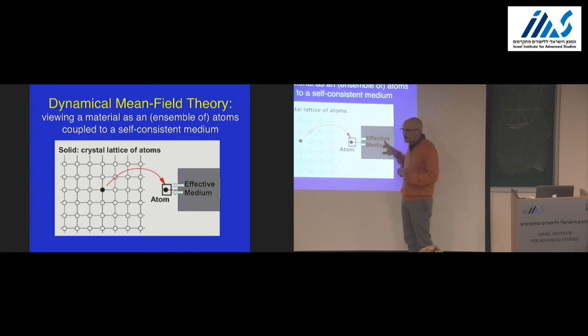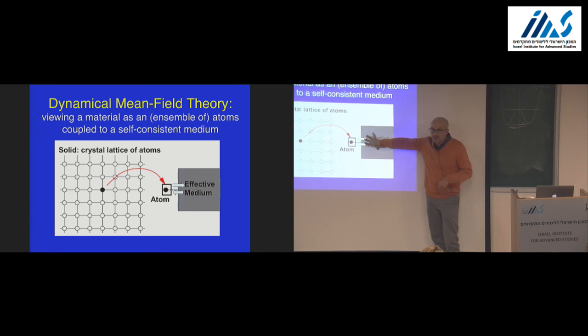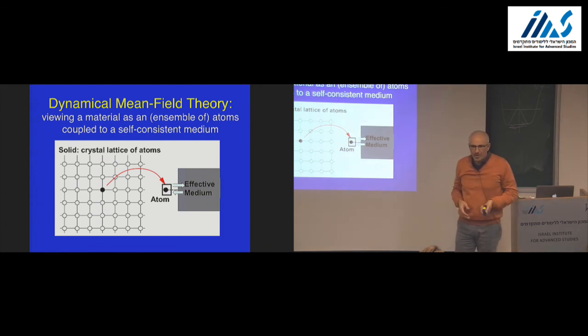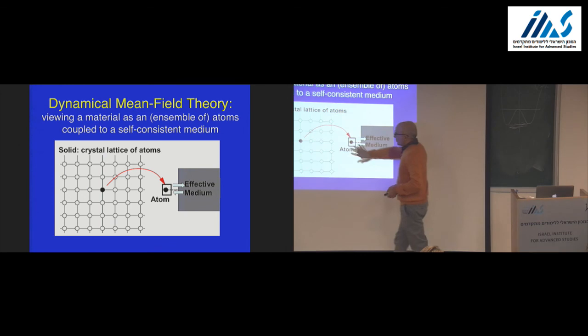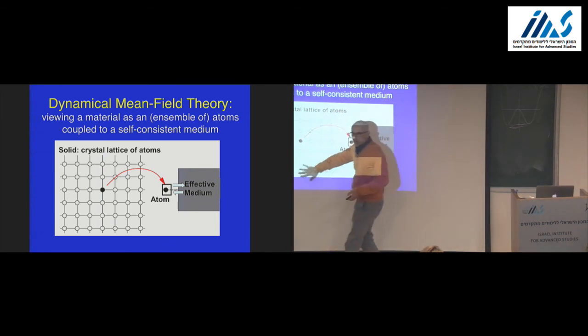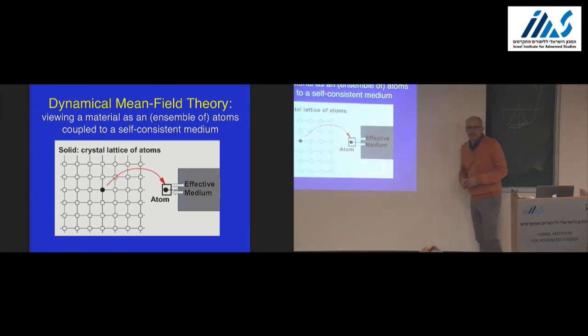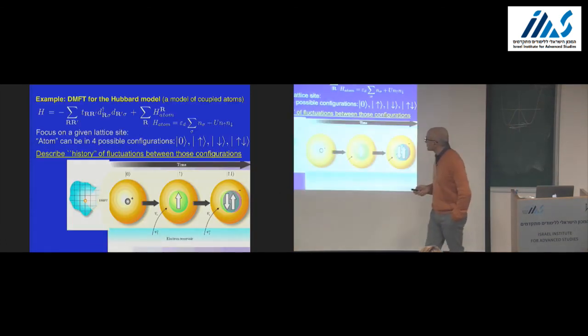The only crucial catch is that this reservoir should be made self-consistent. It's no longer given by a physical reservoir. There is no physical reservoir in this problem, right? It should be self-consistently related to, describe the rest of the environment. Okay, so how do we set this up?